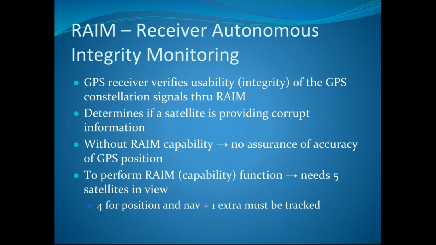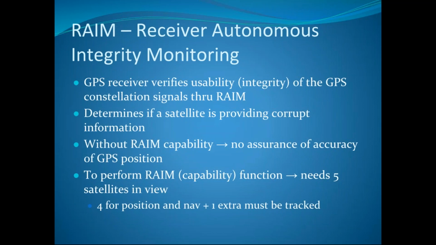The GPS receiver verifies usability or integrity of the GPS constellation signals through RAIM, and it determines if a satellite is providing corrupt information. Without RAIM capability, no assurance of accuracy of GPS position. So if we fail a RAIM check, then basically we can't use GPS navigation for that flight. We'd have to use all ground-based navigation. So RAIM checks, pretty important.